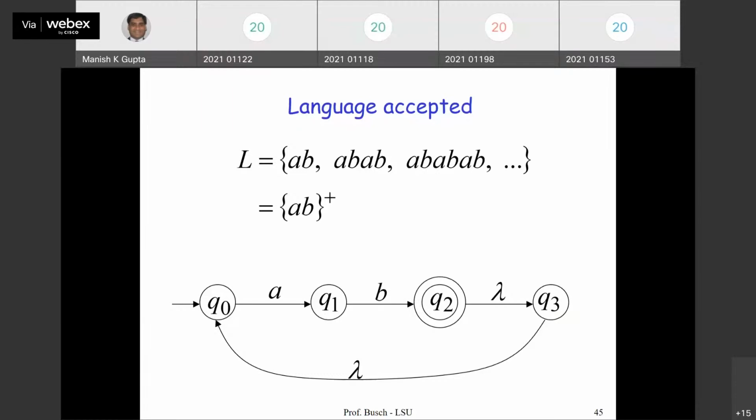So actually this automata will accept all the strings of the form AB, AB, AB, and so on. Essentially, remember there is a notation when the empty string is not there, AB plus, right? All the strings of this form will be accepted by this automata.